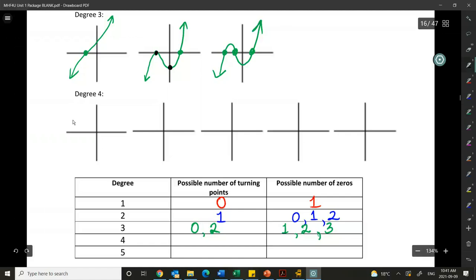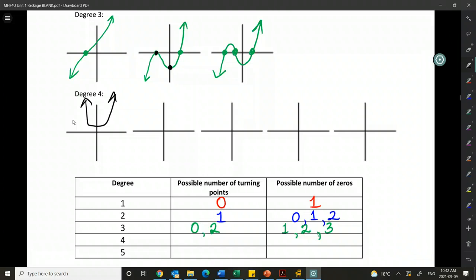So degree 4, I've got a lot of pictures here, a lot of options. Okay, degree 4, we know this looks similar to a quadratic. So we could have a simple degree 4, right? We could have something maybe like a degree 4 that has a bit of a square base. Maybe it doesn't have any zeros, right? Maybe it just opens above the x-axis, like so.